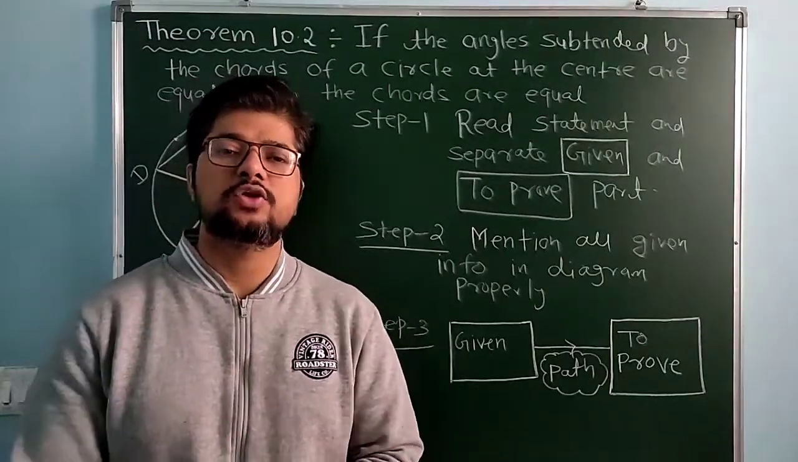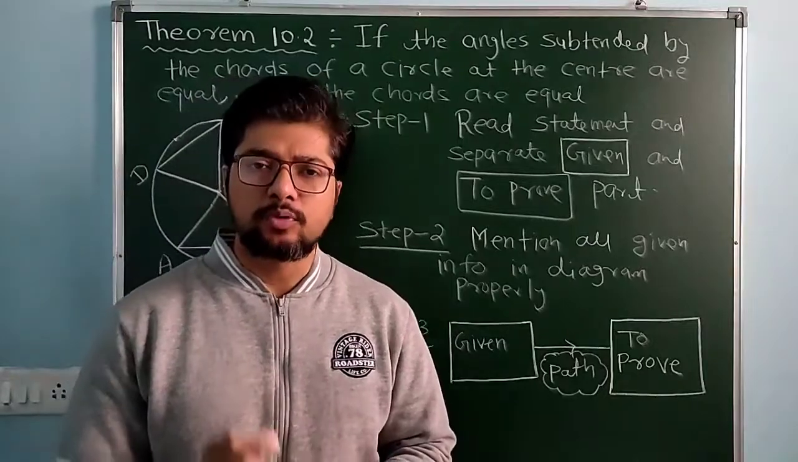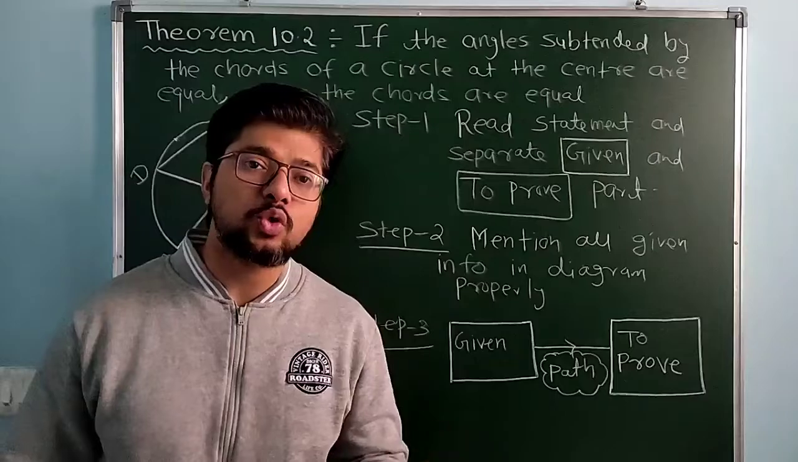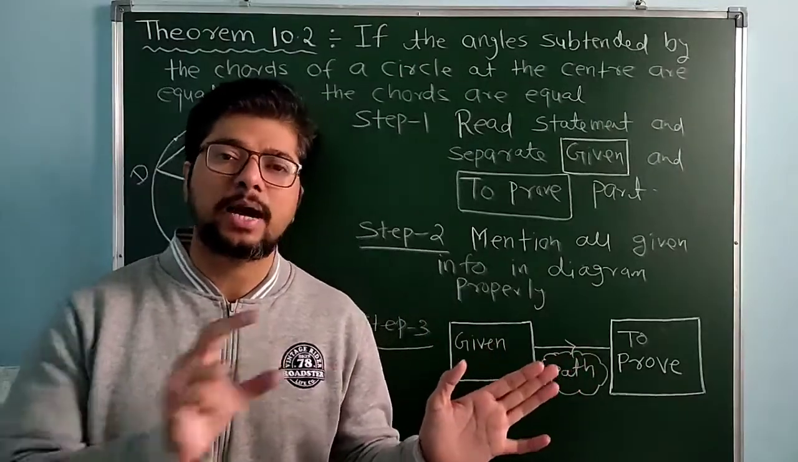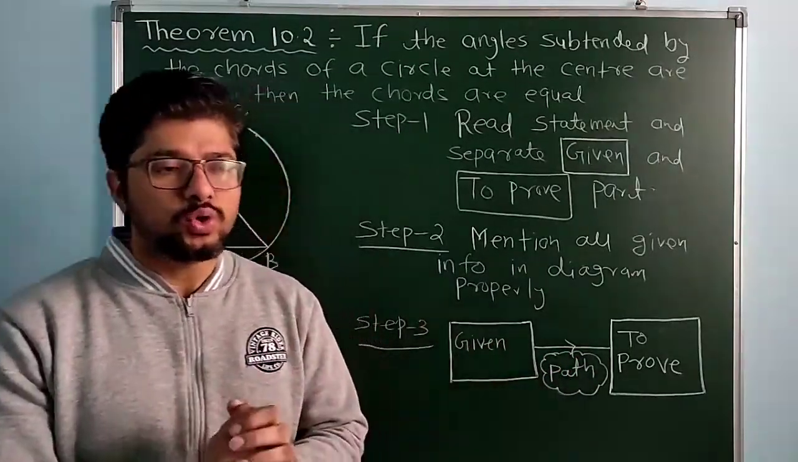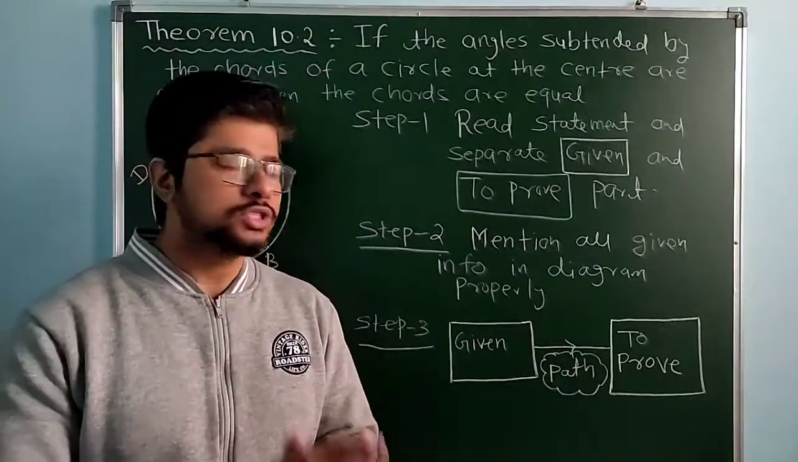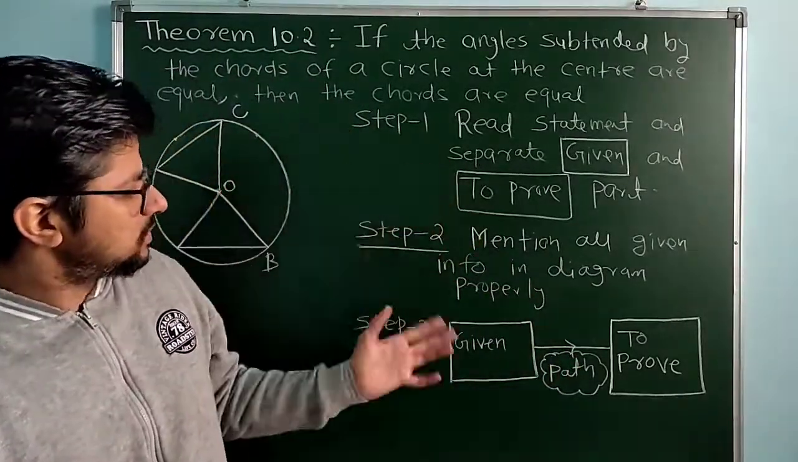So in today's class we are going to prove a theorem, and believe me, proving a theorem is the easiest type of question in mathematics, because before proceeding you already know the result. You just need to find that path, right? So I am making it simple. You can prove any theorem by using these three steps.